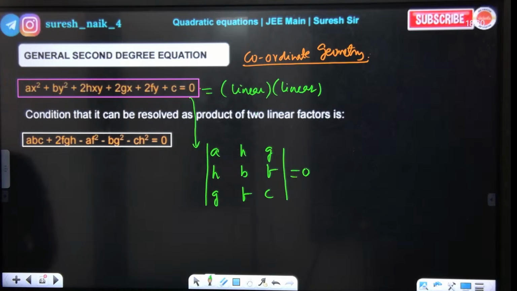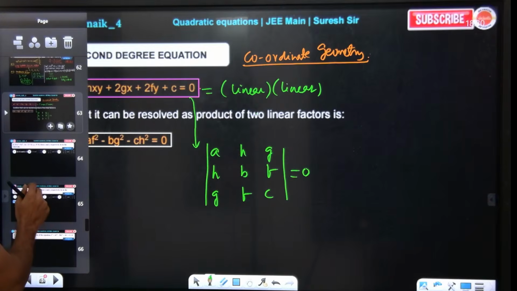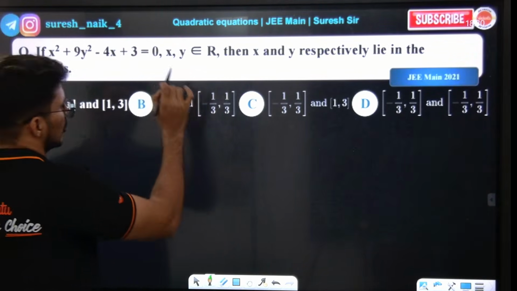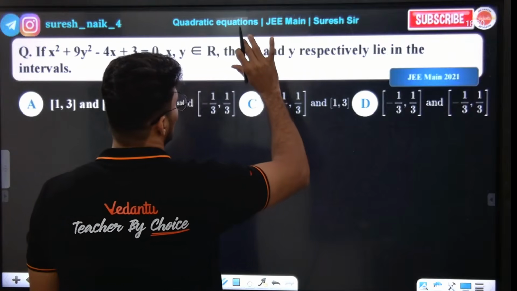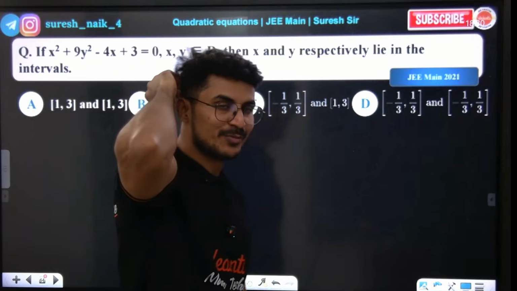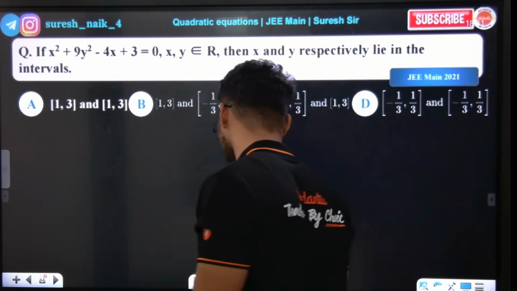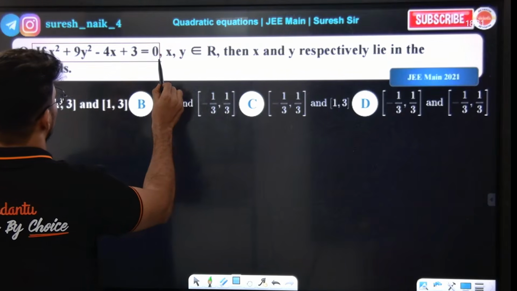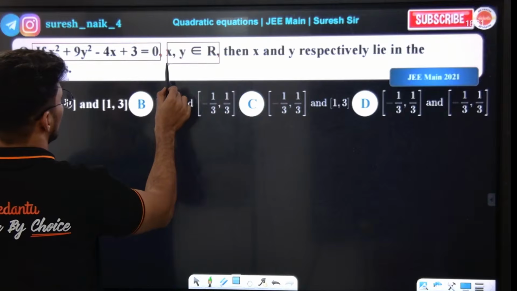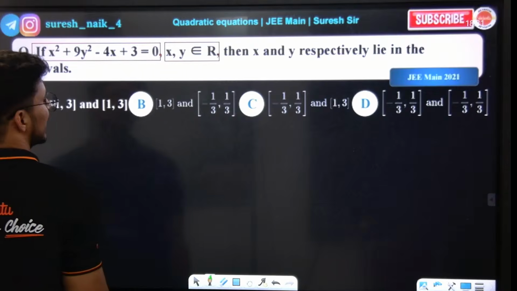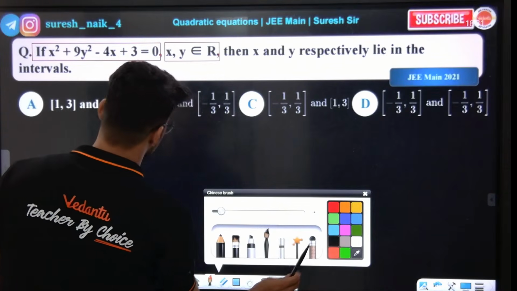So I'll do one thing. If I solve one question, you will get an idea. Wait. Sir, if this is equal to 0, x and y both belong to R, then x and y respectively lie in which intervals? Oh my god, this is a super question actually. Listen, class, everyone. This is one quadratic equation, and here x and y both belong to real numbers. Then x and y respectively lie in which of the following intervals?